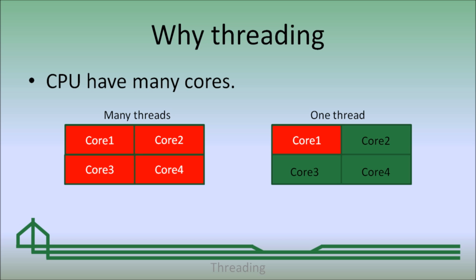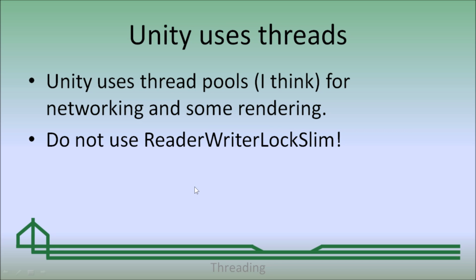To help with this, you need to thread your code and use many threads, and then each thread can run on one core in parallel. So a thread is an execution context which is running separately from the other threads. Normally the code is executed one step after another, but when you run with threads, it's all executing in parallel. I said Unity doesn't use threads, that is kind of lying.